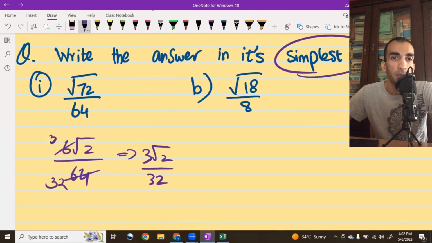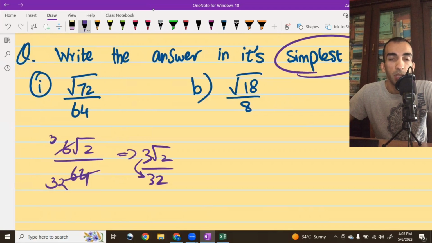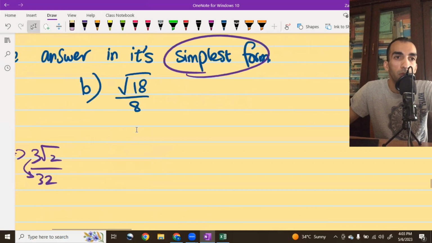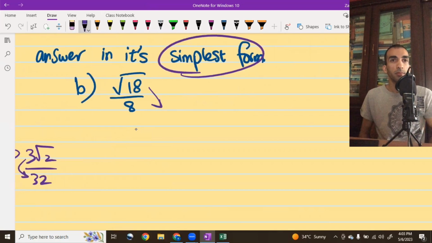Does that make sense? Because the 3 and 32 do not divide each other. 32 does not come in the multiplication table of 3. Right? Can you try this on your own? Take a minute.